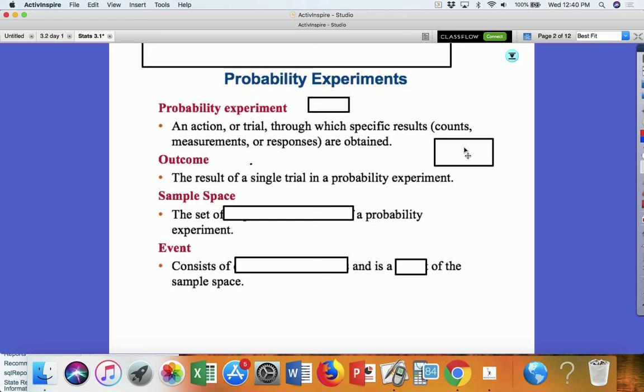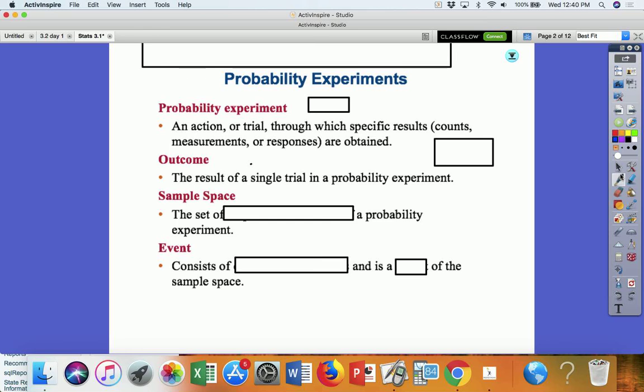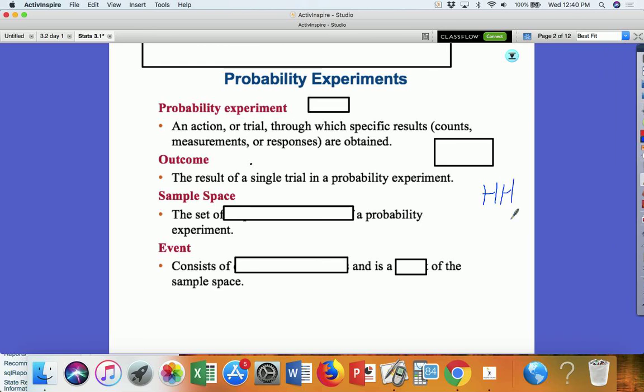Somebody give me a result from the experiment that we did. Heads is a result, isn't it? So that's an outcome, or heads tails, whatever, right? How many outcomes were there? There was actually really four, because remember we said that this would be a different outcome than this, because I'm saying that the first one is the first flip and the second one is the second flip. So there's four outcomes, right? Just get used to those terms, okay?